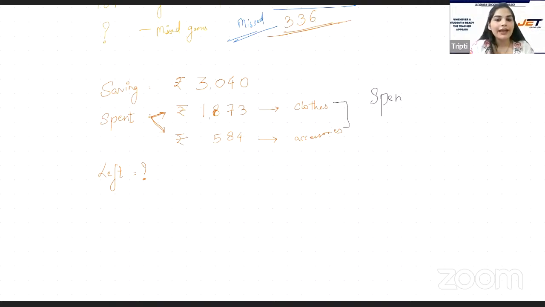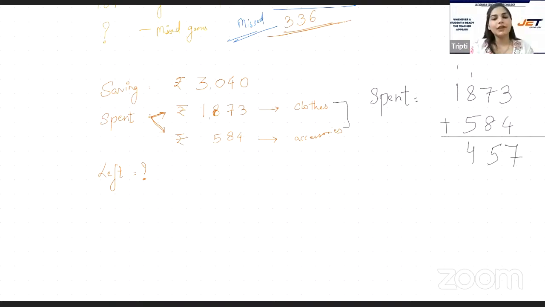Okay. So I spent 1,873 on clothes and 584 on accessories. I will first find out how much it is. 4 plus 3, 7. 7 plus 8, 15. 5 here, 1 here. 8 plus 5 plus 1, it's 14. 1 plus 1, 2. That means I spent 2,457 rupees.